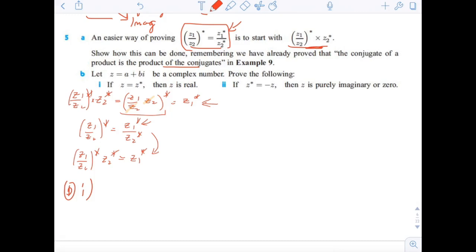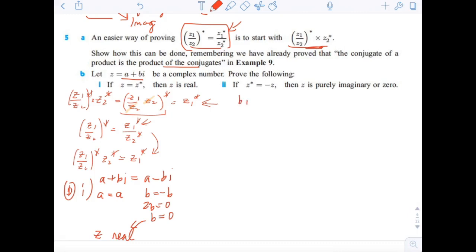Okay. So let's call Z equals A plus BI. So we'll say A plus BI on the left of the equal sign. Z star is A minus BI. If this is true, then that means that the real parts and the imaginary parts are equal. So A equals A and B equals negative B. When does B equal negative B? Add B to both sides, you get 2B equals 0. So when B equals 0, then that means Z is real, right?